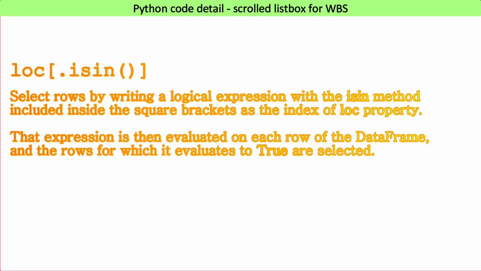Select rows by writing a logical expression with the isIn method included inside the square brackets as the index of lock property. That expression is then evaluated on each row of the data frame, and the rows for which it evaluates to true are selected.